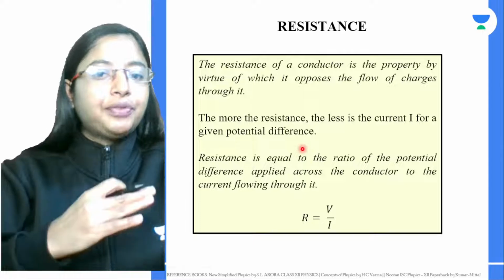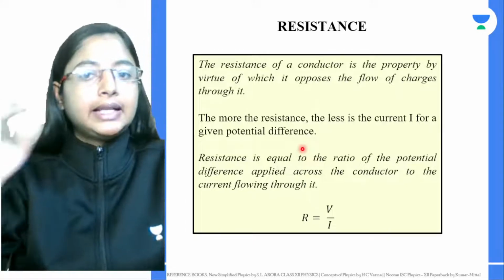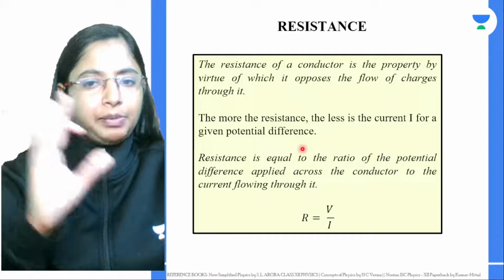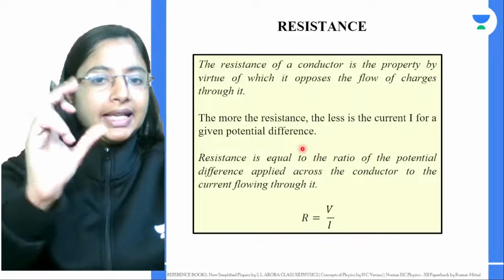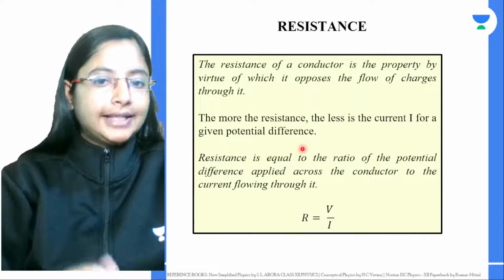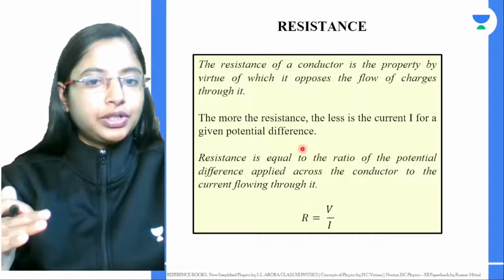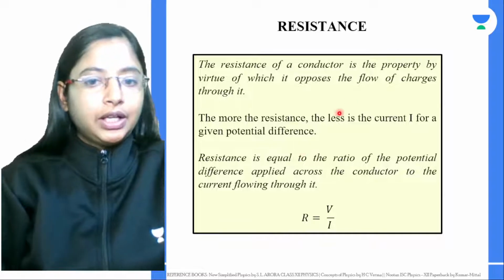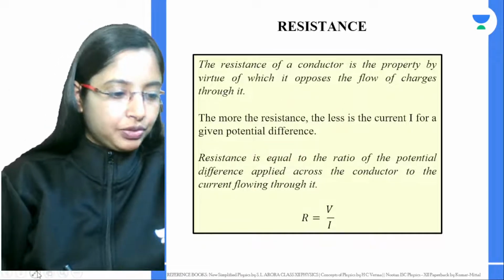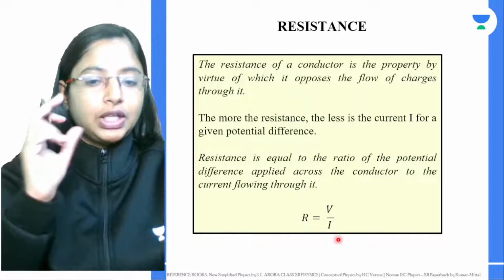If a conductor has more resistance, then less current will flow through it for a given potential difference. Keep the potential difference the same and increase the resistance value, and you can see current flows less. If you reduce the resistance value, current flow will increase. From this relationship, V is equal to IR, which is Ohm's law.